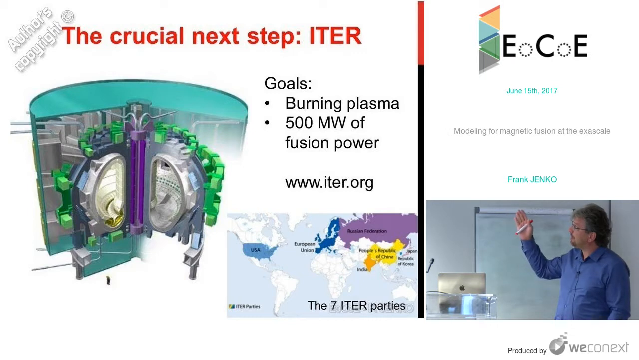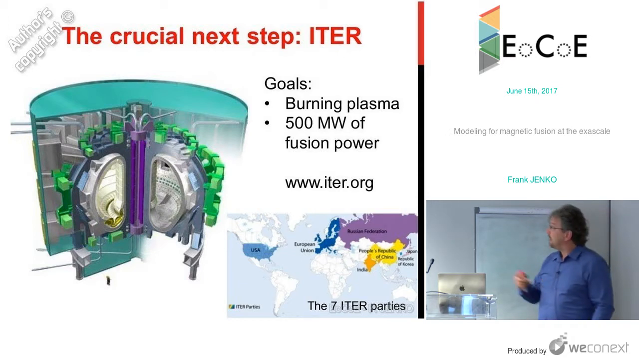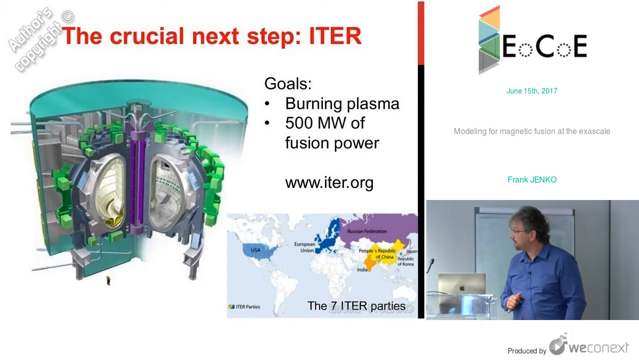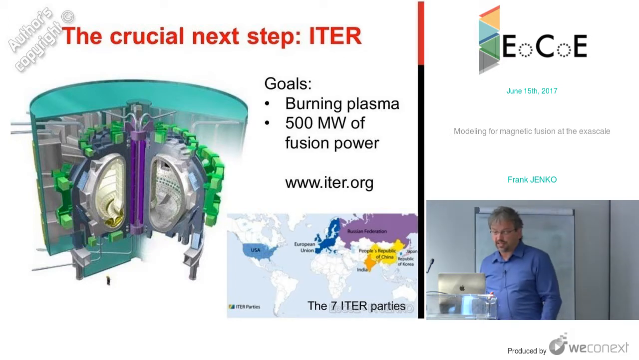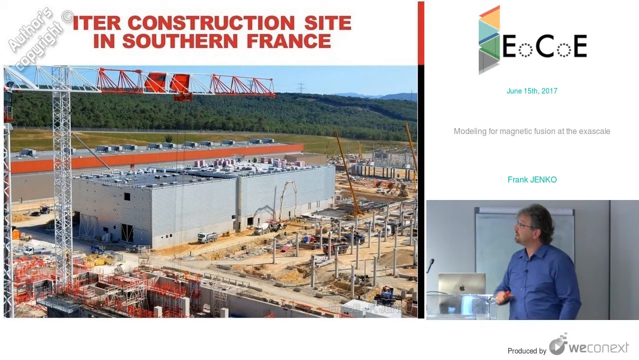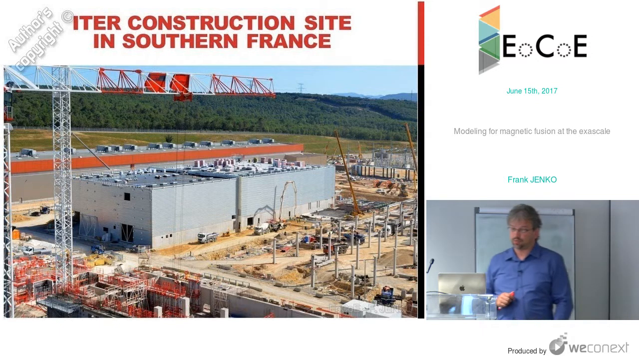This is our next crucial step in fusion research, called ITER. The goal is to produce what we call a burning plasma. So this is a self-heated plasma and 0.5 gigawatt of fusion power. It has a very nice website, which is mentioned here if you are interested in the project. And I want to note in passing that the 7 ITER partners correspond to more than half of the world's population. So there's a lot of interest all over the world in this project. This is part of the construction site as of now. There's a lot going on at this site in Cadarache near Aix-en-Provence.